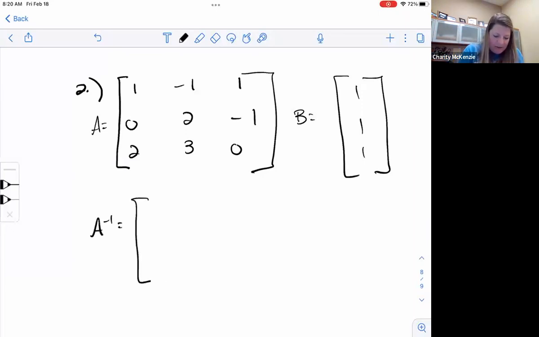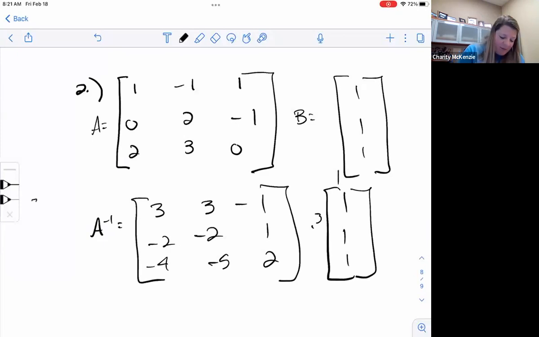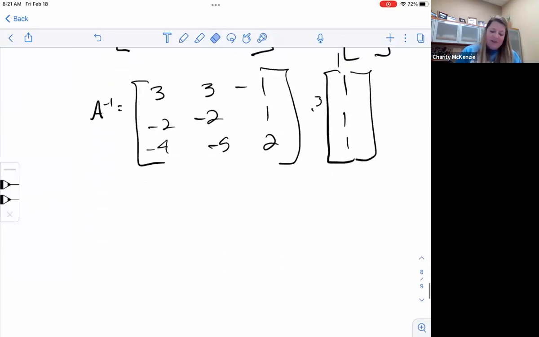The inverse is going to be 3, 3, -1, -2, -2, 1, -4, -5, 2. And we're going to multiply this by the 1, 1, 1. If I had written the 1, 1, 1 on the other side, this is a 3x1 and this is a 3x3. Think about it: if I have a 3x1 and then a 3x3, you can't even multiply those. So it can't even be done if you try to do it the wrong way.